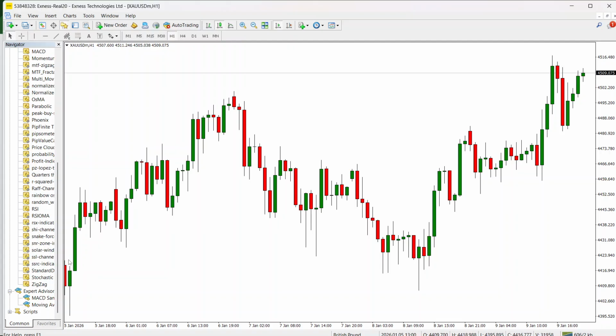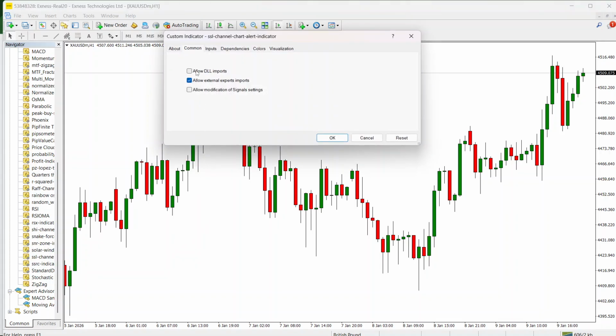The dual line structure creates a responsive envelope that highlights momentum shifts faster than single line tools, adapting to volatility and making it ideal for fast paced trading environments.